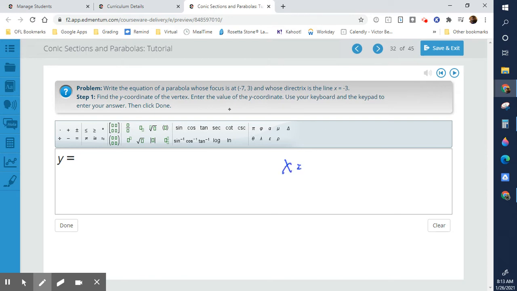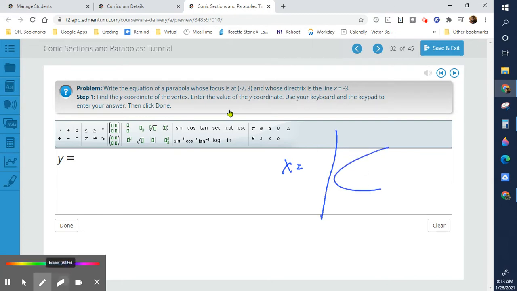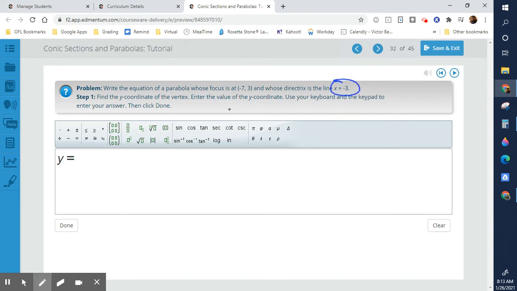If x equals something, we're going to be dealing with a vertical parabola whenever we're dealing with x equals for the directrix. If the directrix is x equals, we're dealing with a horizontal parabola. So we're going to do this as y minus h squared equals 4p times x minus h. So this is the formula. Remember, we're going to solve for y later.